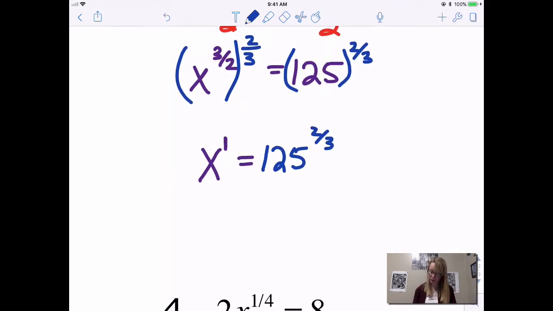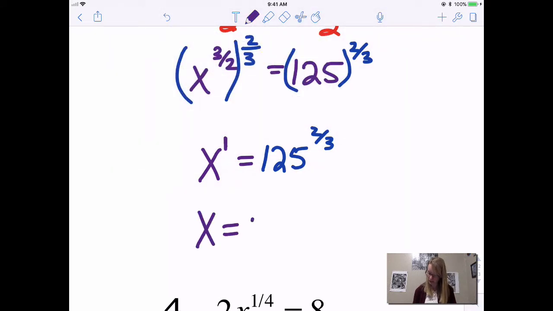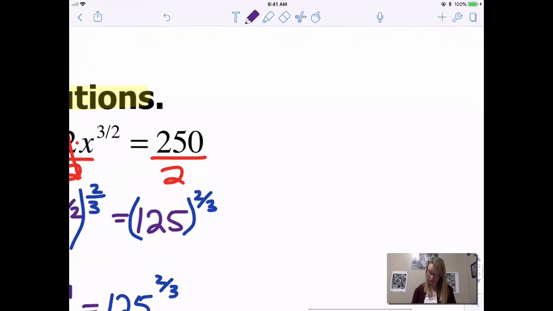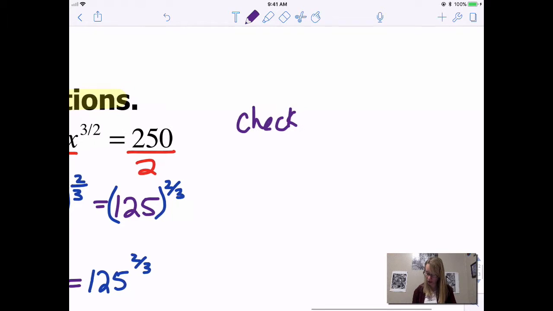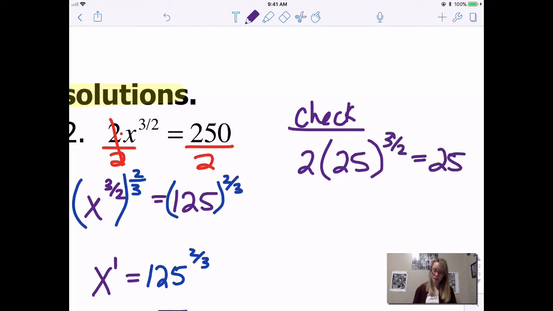If you plug 125 to the 2/3 into your calculator, you will get x is equal to 25. We want to check that this is true. So we check, plugging our answer back into the original equation. 2 times 25 to the 3 halves equals 250. This time what I'm going to do is put it into my calculator. I'm going to put this entire side into the calculator.